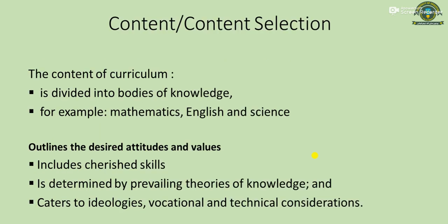Then the next is the phase of content or content selection. The content is based on knowledge like maths, English, science, Urdu, social studies, Islamiyat. Or it outlines or describes behavior and values by developing skills. It is based on different theories. Then it should cater to the ideology of the society. For example, we belong to a Muslim society, so the content should be based on Muslim values.